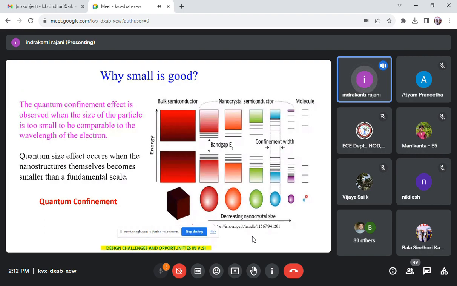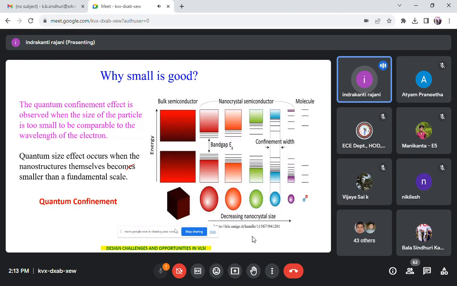So as the size of the atoms in the valence band or conduction band is decreased, more and more atoms will be participating, and the band gap will be increasing in the molecule. This aspect is defined as quantum confinement. This quantum size effect occurs when the nanostructures themselves become smaller at the fundamental scale.